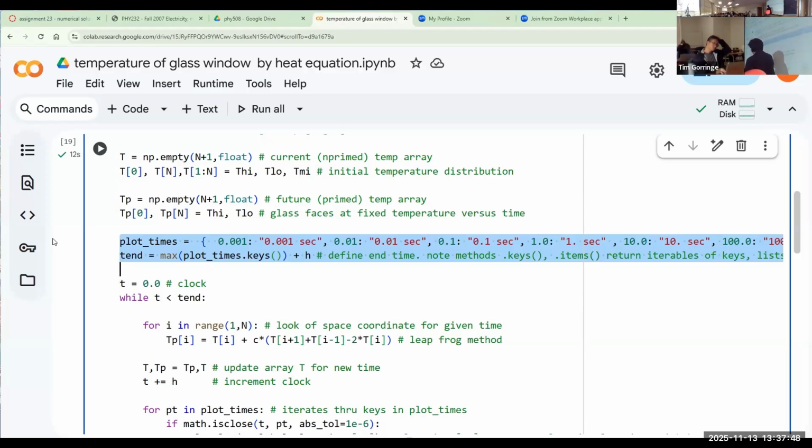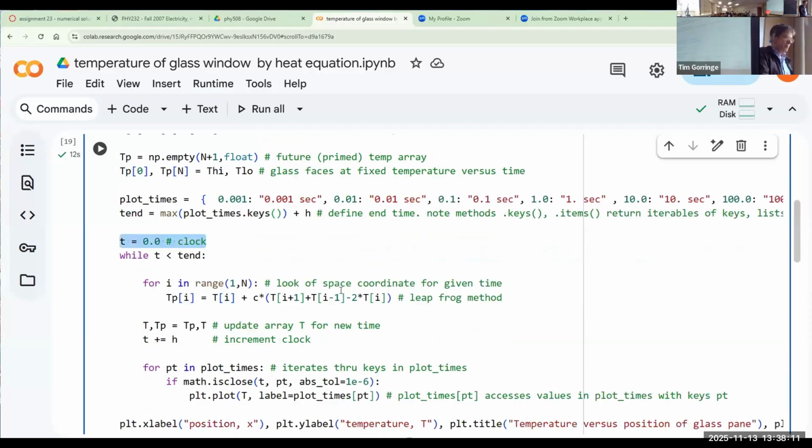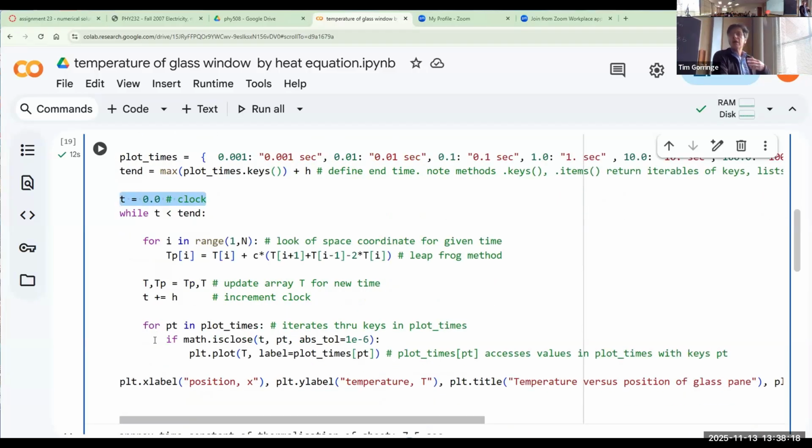I use a while loop, and I'm just going to keep stepping in time. Remember, we're leapfrogging until we reach the end of the window that I want to plot for. And as I walk out through time, I'm going to keep track of the time here. So this is the variable, my proxy for continuous time. It's my discrete time that I'm going to keep incrementing by my time increments.